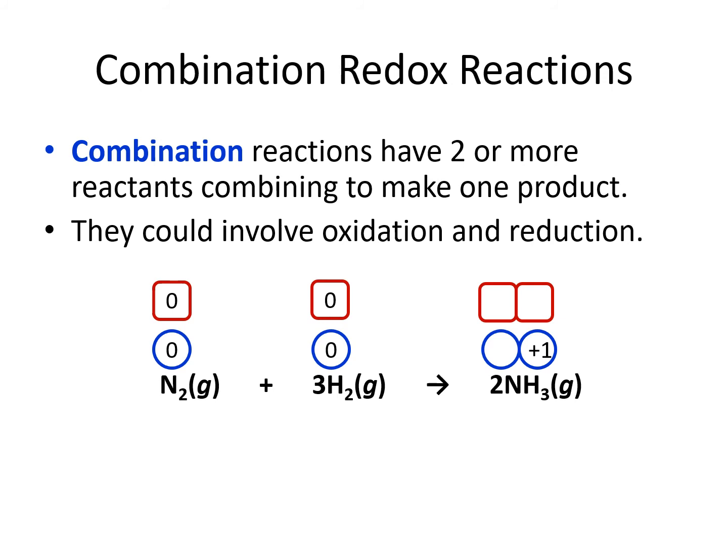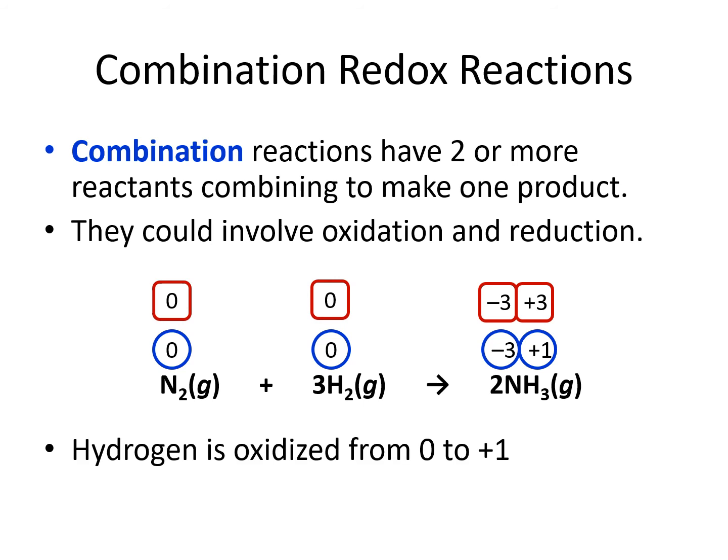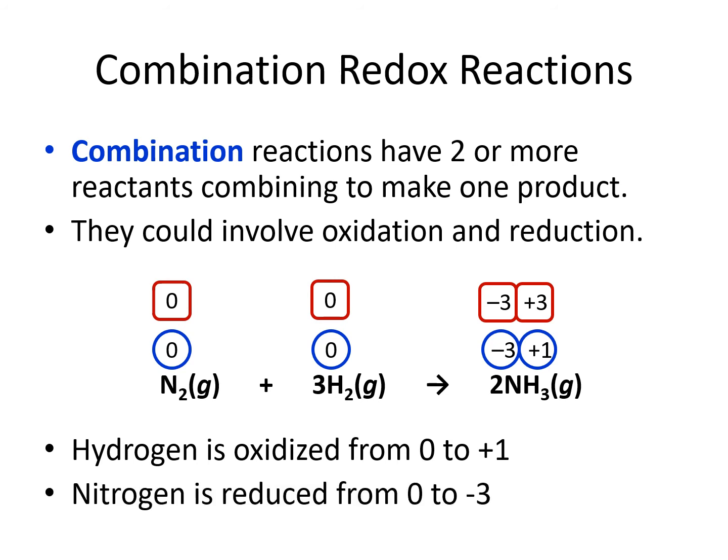We've got 3 hydrogens each with a +1, so that's a +3 total from the hydrogens. We're adding up to 0 because ammonia is a neutral compound, so the total contribution to charge from nitrogen must be a -3. There is only one nitrogen, so it gets the full -3 oxidation number. Hydrogen is going from 0 to +1. That number is increasing, so hydrogen is being oxidized. Nitrogen is going from 0 to -3. It's going down, so you'd say that nitrogen is being reduced in this reaction.